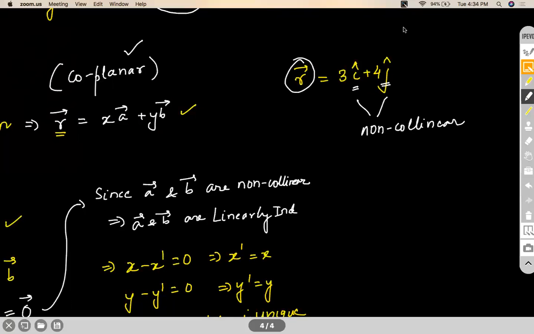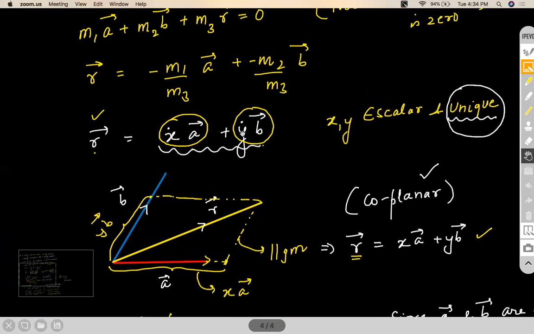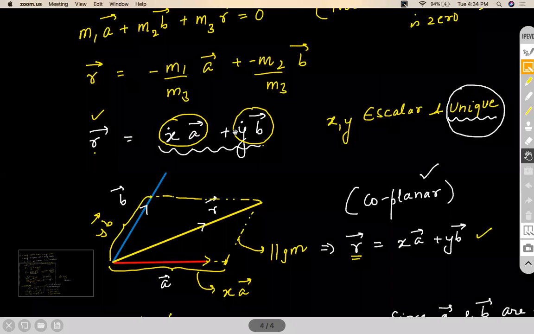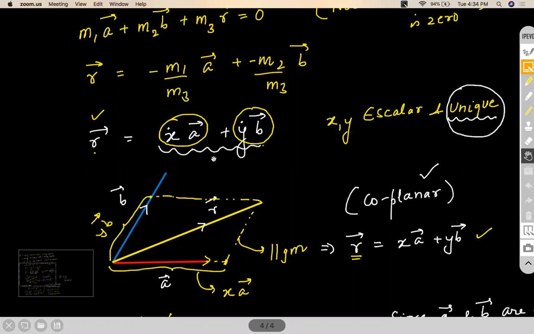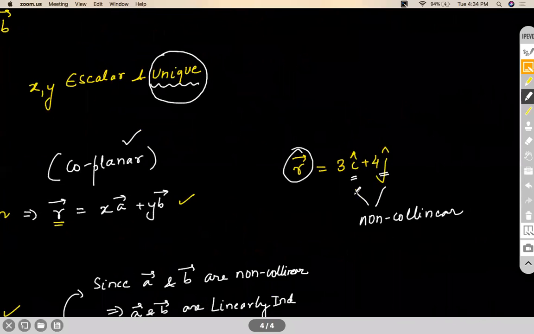It should just be non-collinear to each other. Are you getting my point? This is an example only, Aditya. When I say you can express R as XA plus YB, so any vector which is in the same plane of I and J, right? Or which is in the same plane of A and B can be expressed as a linear combination of A and B. At that point, you should understand that A and B should be linearly independent or should be non-collinear. I and J are just two special cases which satisfy the same criteria.